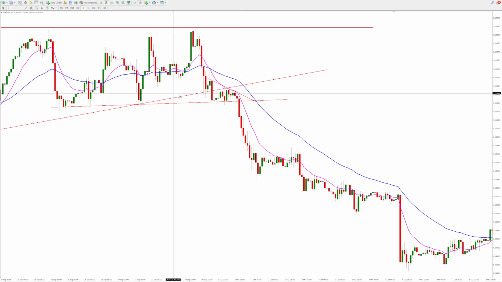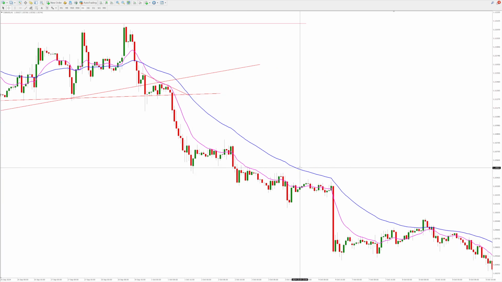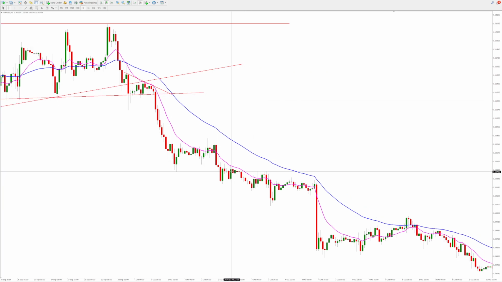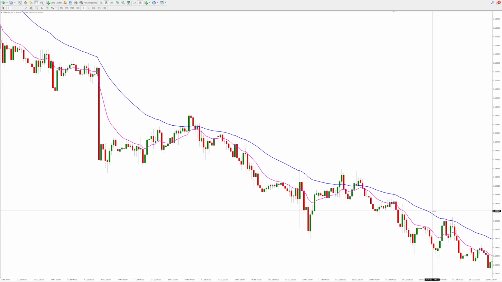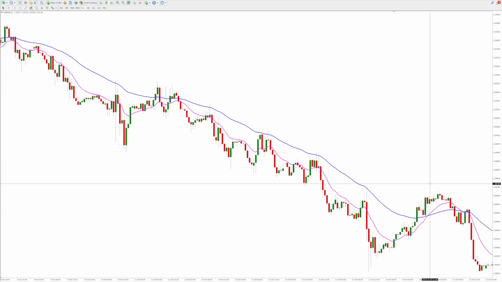Okay, then as price fell, what I'd want to do is lock the trade in at break even. So I'd move my stop loss to the break even point. And then I just trail the price. As price continues to drop, I just trail it with the stop loss above the high, above the high, above the high.